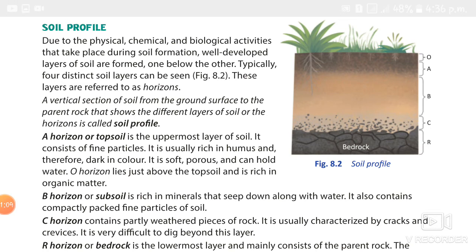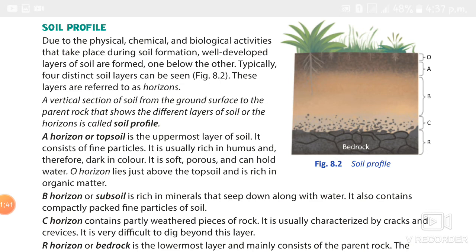So soil is made up of different layers formed during soil formation. These layers are referred to as horizons of the soil. So mainly there are 4 layers. They are A horizon or topsoil, B horizon or subsoil, C horizon that has the parent rock, and R horizon or bedrock. So first of all, let us see A horizon.